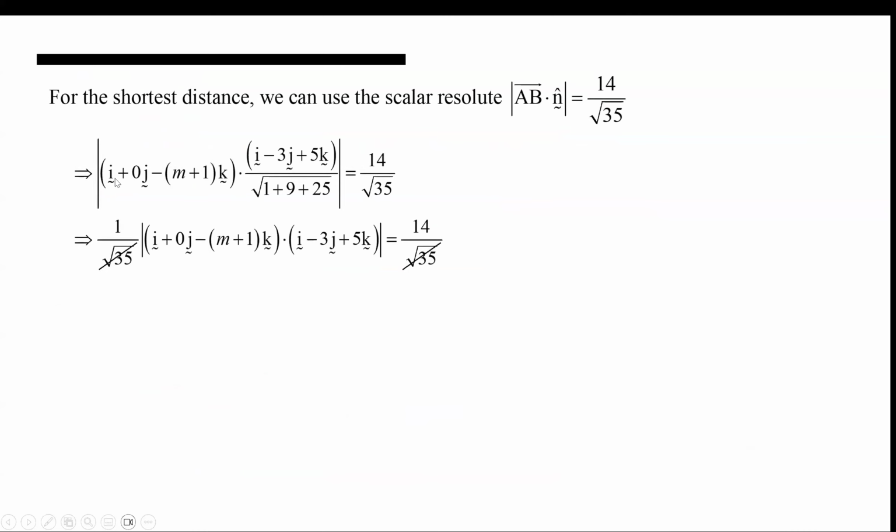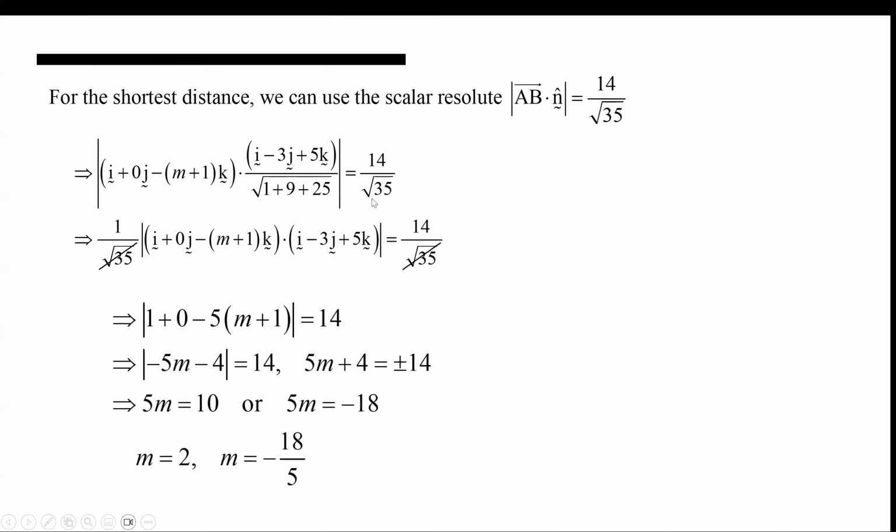So I will place this vector AB dot vector n, but divided by the square root of 1 plus 9 plus 25. So you square 1, square minus 3, square 5, and add together. This is the length, and you will find this square root is root 35, which means you can pull out this 1 over root 35 and cancel it out from the right-hand side of the equation.